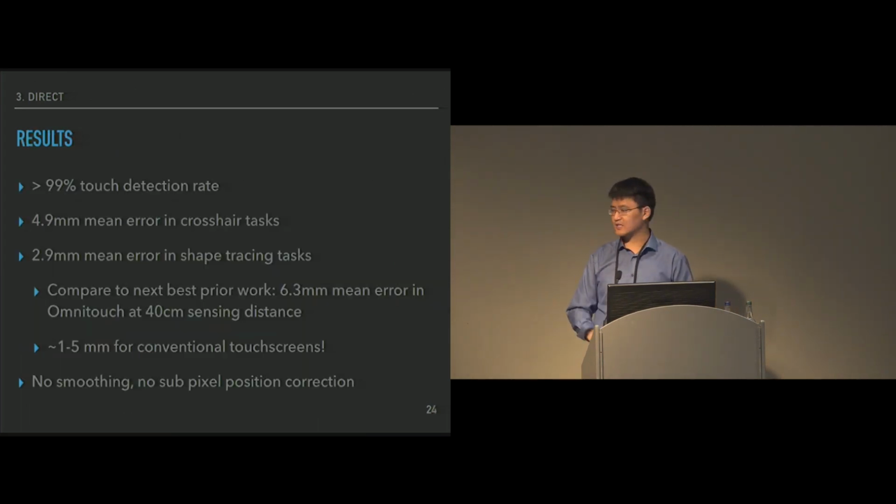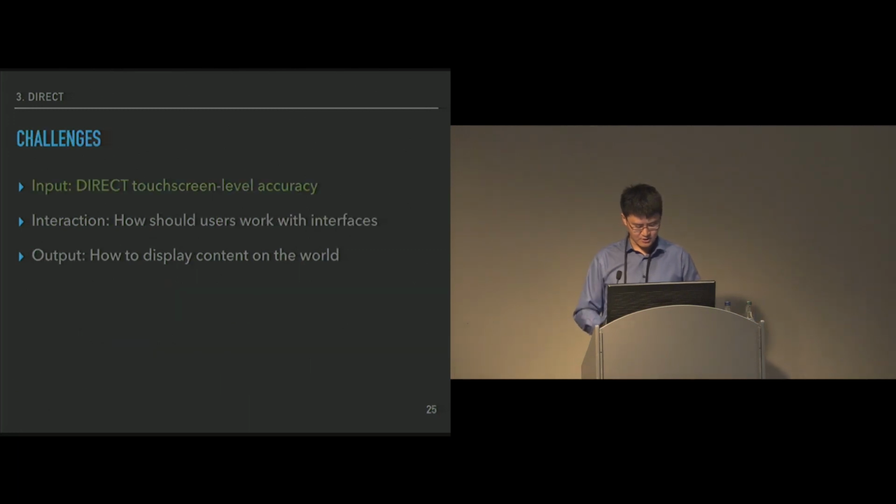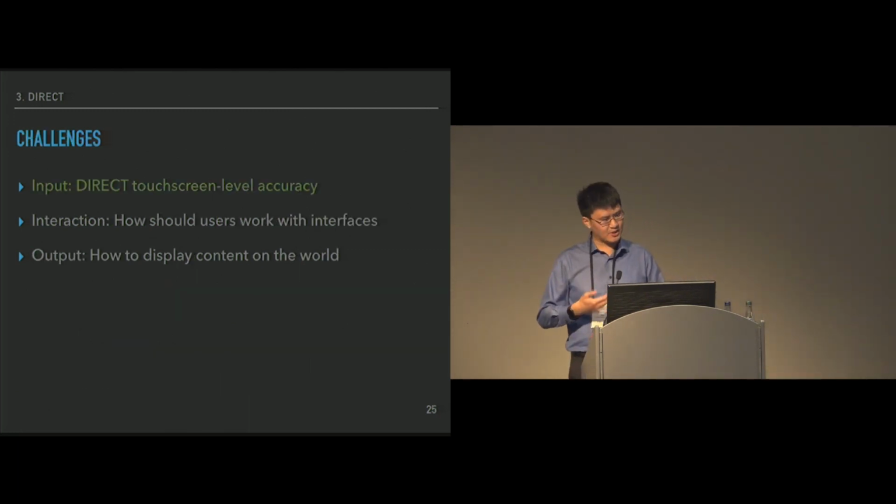And for shape tracing, in fact, it's even better. It's around 2.9 millimeters error. So this is achieved all without any temporal smoothing, without any subpixel position correction, all sort of techniques that are commonly used in real touchscreens. So this is enabling the raw tracking to be significantly more accurate than previous systems. So this is good. We've actually managed to achieve kind of touchscreen level touch accuracy with the system. So that's kind of our first goal achieved.